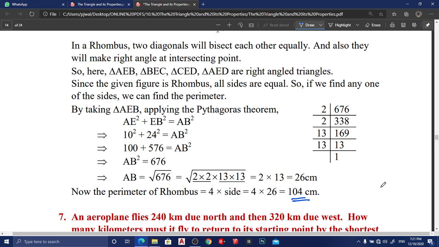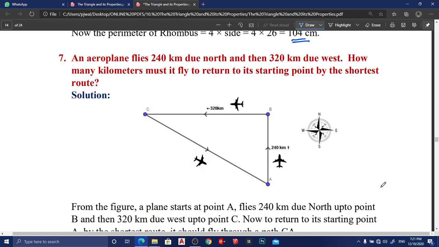So now go to the 7th problem. An aeroplane flies 240 kilometers due north and then 320 kilometers due west. How many kilometers must it fly to return to its starting point by the shortest route? See here, this word is very important in this problem. What is the shortest route? You have to find out.